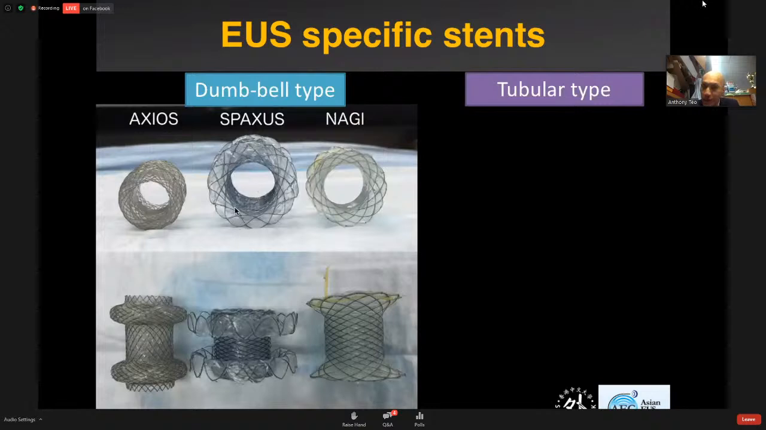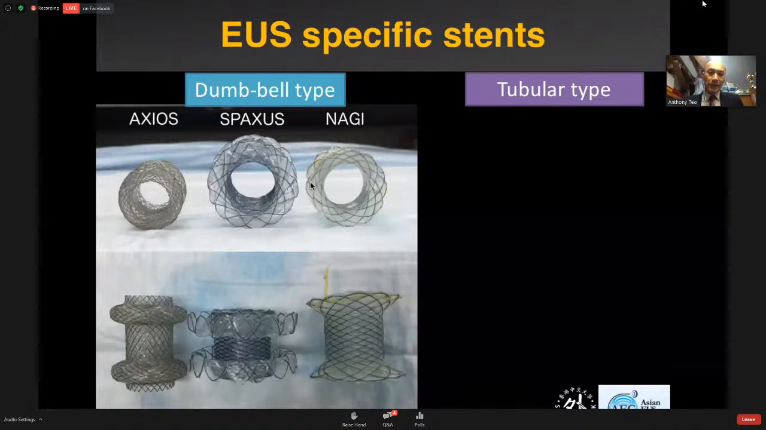The other thing is the stent lumen is usually quite big. Axios is now up to 20 millimeters. Spaxus is 16 and Nagi is around 10. With these types of stents, not only does it make the anastomosis more secure, but the delivery system is also, in many of them, cautery enhanced, which allows a single step placement of these stents.